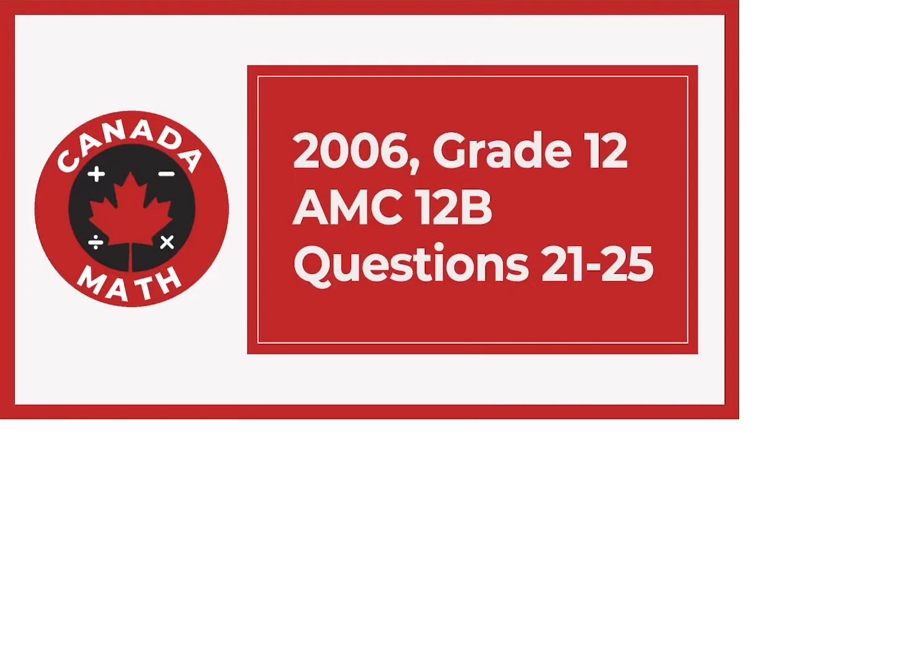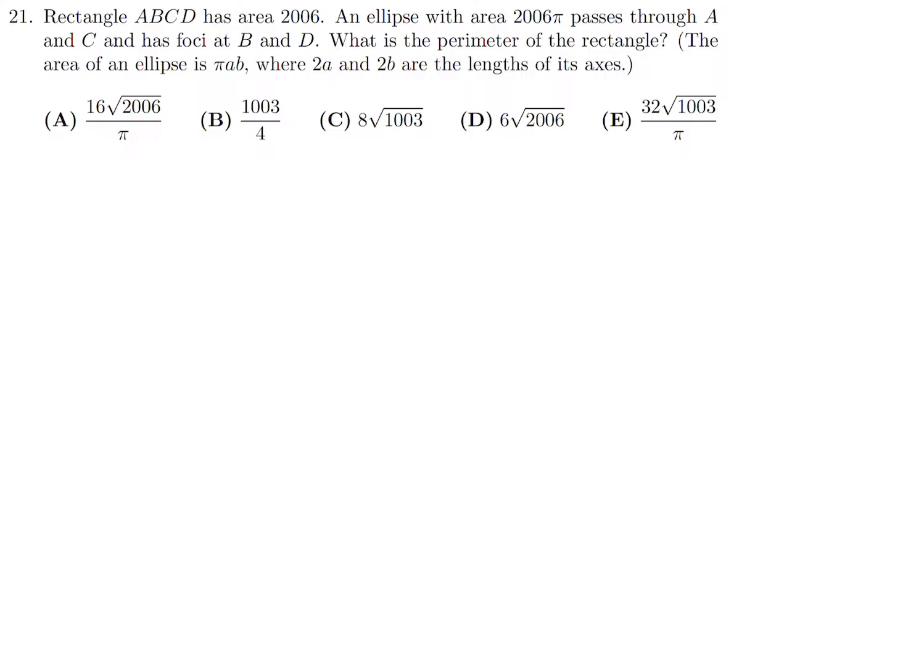Questions 21 through 25 on the 2006 grade 12 AMC 12B. Rectangle ABCD has an area of 2006. An ellipse with area 2006 pi passes through A and C and has foci at B and D. What is the perimeter of the rectangle? The area of an ellipse is pi AB, where 2A and 2B are the lengths of its axes.